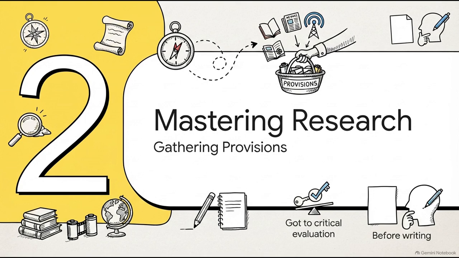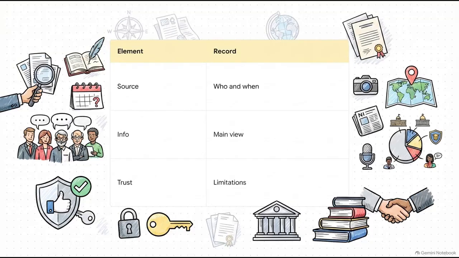Section 2, Mastering Your Research. Now that we have our compass set, let's look at gathering provisions. We're going to learn how to plan your research and evaluate your sources critically, way before you ever write a single paragraph. Please, don't just start writing paragraphs immediately. It's a trap.